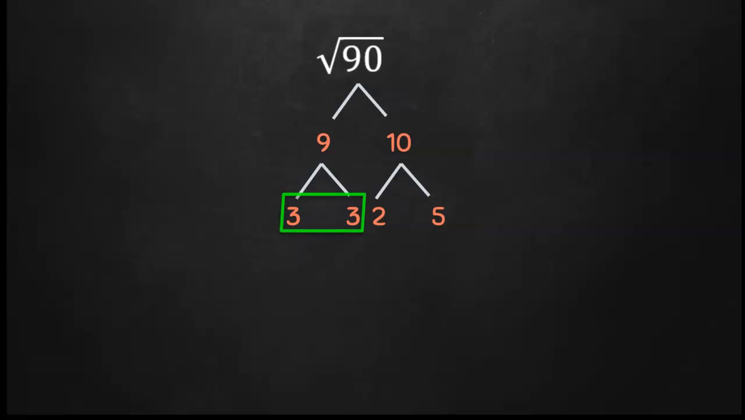Now again, look for a pair, which I have, of the 3's, but you notice that the 2 and 5 don't have a pair. So the 3 that has a pair goes outside the radical, and then the 2 and the 5 don't have a pair, so that stays underneath the radical, and I multiply those numbers together, which gets me square roots of 10.